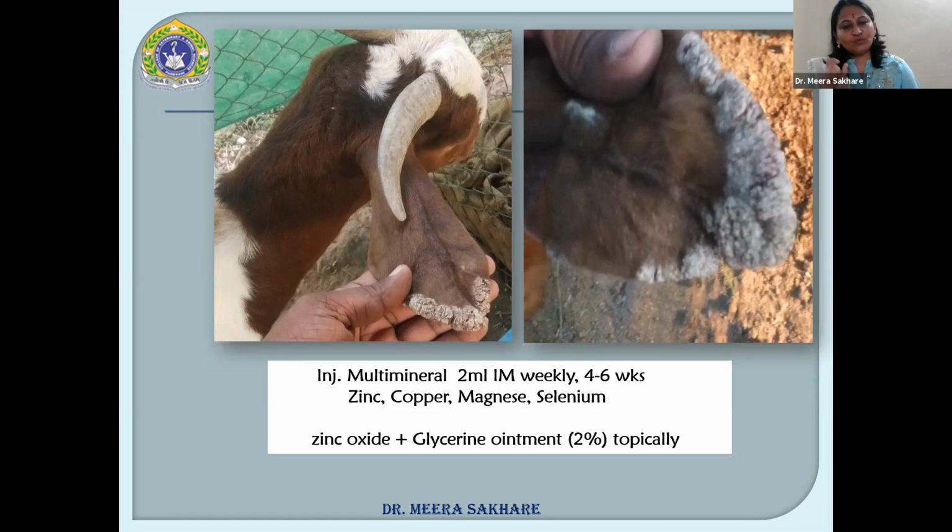The dose rate is 2 ml intramuscular, given weekly, once in a week, about 4 to 6 doses. Therapy for 1.5 months is required at weekly intervals, along with supplementation of the chelated mineral mixture. Such cases respond very well. Or locally we can apply zinc oxide or glycerin ointment. A 2% ointment we can apply locally for early recovery.